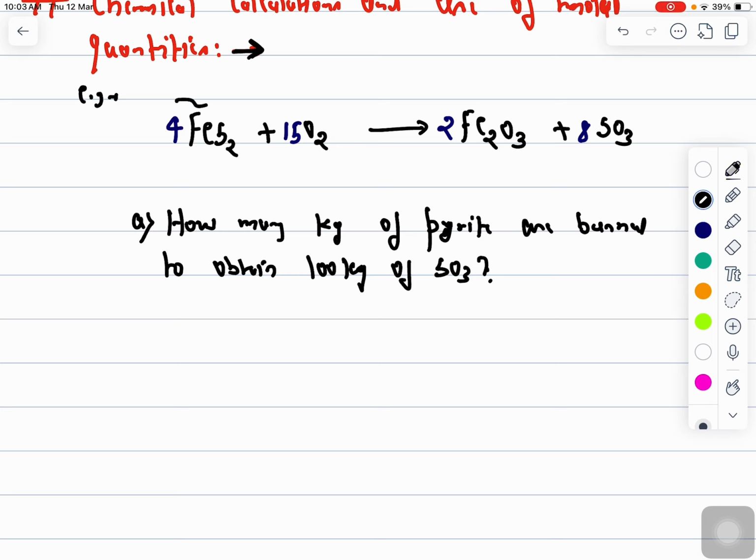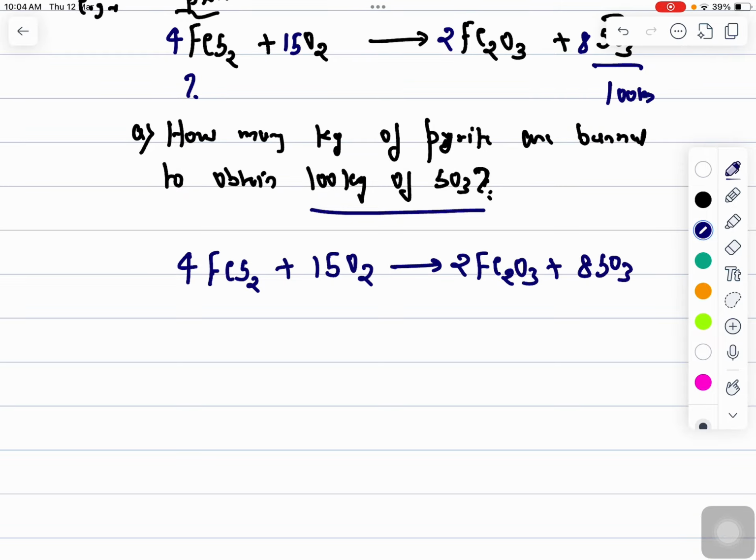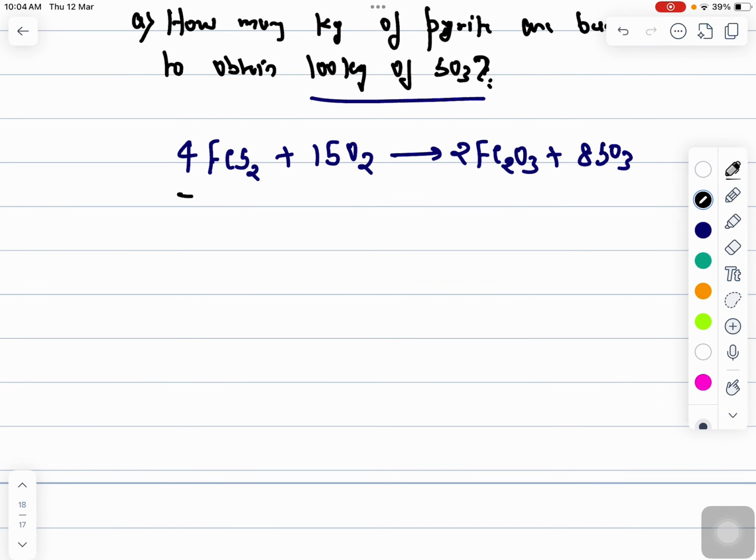So this is pyrite, you must be knowing, and this is sulfur trioxide, SO3. They are asking how many kilograms of pyrite are burned to obtain 100 kg of SO3. So 100 kg of SO3 is getting formed here, and how much FeS2 is required? If you see here, I'll write the reaction: 4 FeS2 plus 11O2 will give you 2 Fe2O3 plus 8 SO3. So from this particular chemical reaction we can say that 4 moles of FeS2 will give you 8 moles of SO3, right?